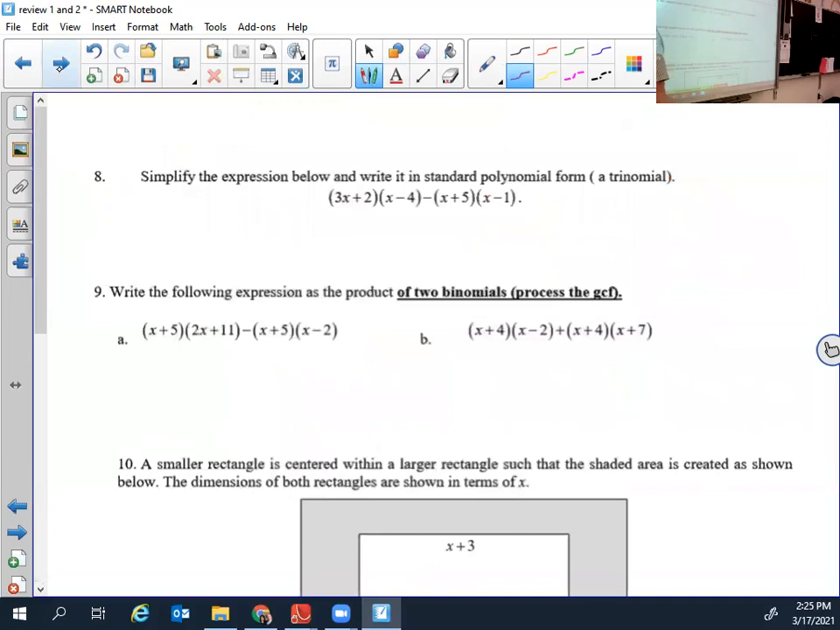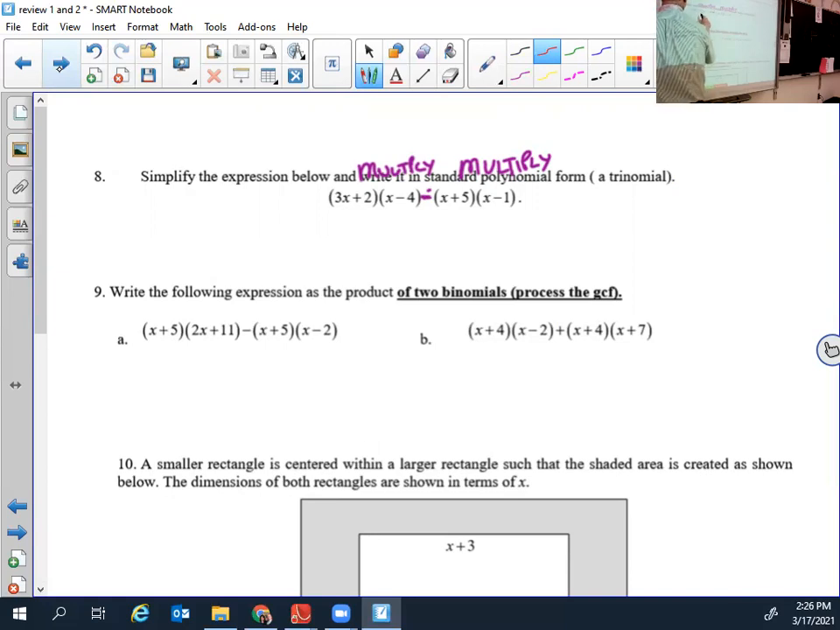Here we go. It says, simplify the expression below and write it in standard polynomial form, a trinomial. Okay, so this one, they want us to multiply these, and then subtract the difference. Okay, so I need to do some double distribution first, and I'm going to do it kind of quick here, so pay attention to what I get.